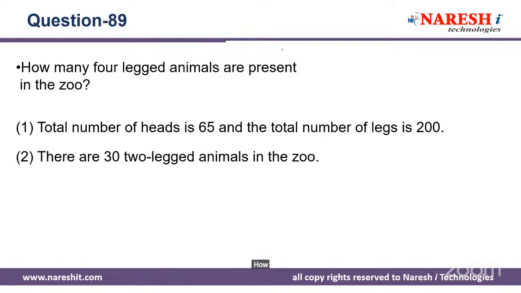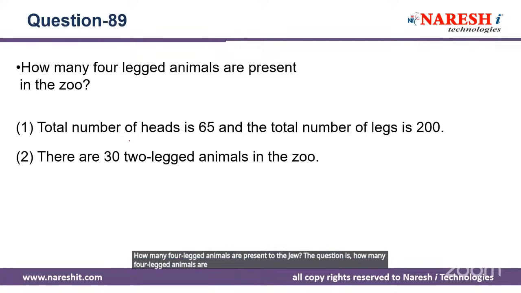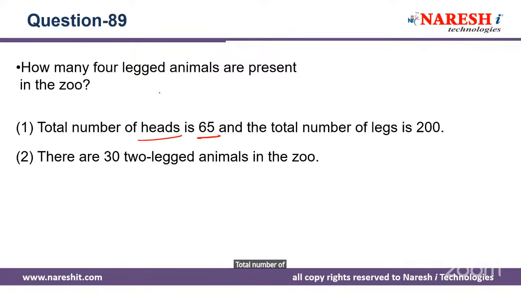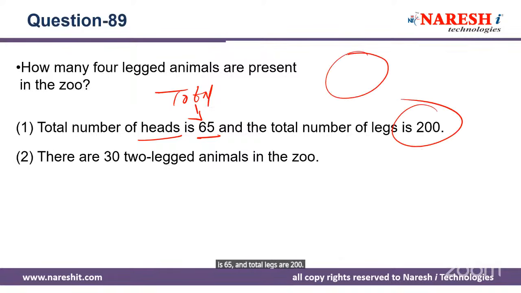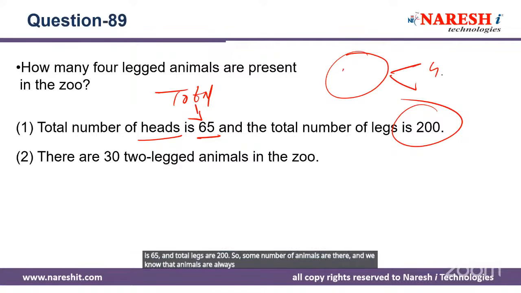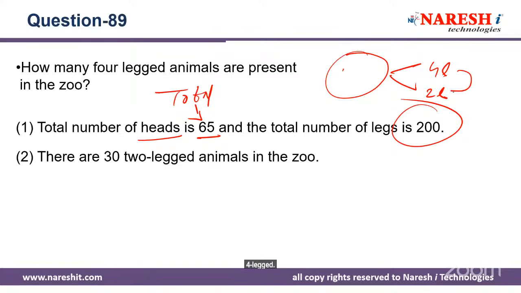How many four-legged animals are present in the zoo? The question is how many four-legged animals are present in the zoo. The first statement gives total number of heads, which means total animals, 65, and total legs are 200. We know that animals are always of two categories, four-legged and two-legged. So total legs are 200 and total animals are 65.